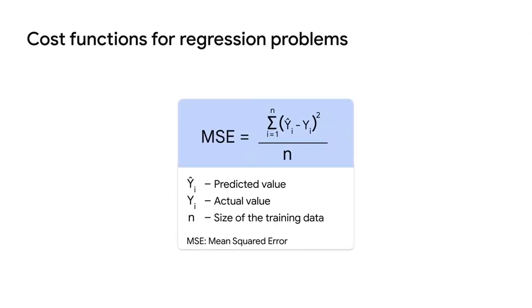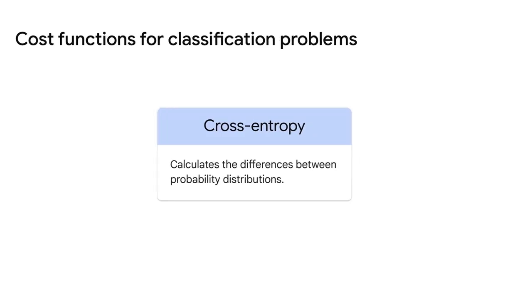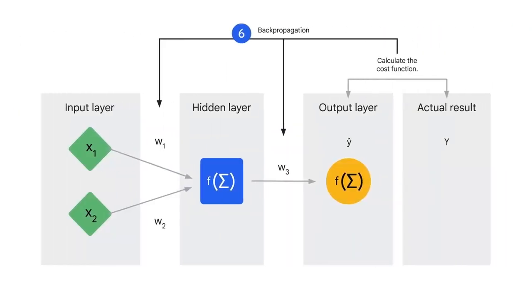Many different cost functions are used in practice. For regression problems, mean squared error, or MSE, is a common one used in linear regression models. MSE equals the average of the sum of squared differences between y hat and y. For classification problems, cross-entropy is typically used to measure the difference between the predicted and actual probability distributions in logistic regression models. If the difference between predicted and actual results is significant, you must go back to adjust weights and biases to minimize the cost function.